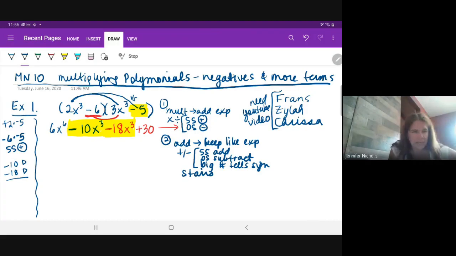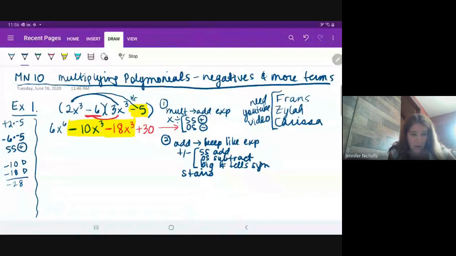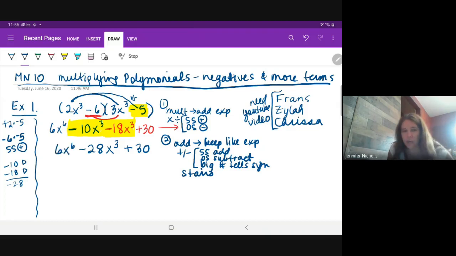Okay, so negative 10 plus negative 18. What would that be? Negative 28. Okay, I agree on the number. And then what about the letter? Do we agree with her x to the third? Right? Because we're keeping the like term. And it's helpful because we're using vocabulary words like keeping like term to help us know what to do in the next problem.